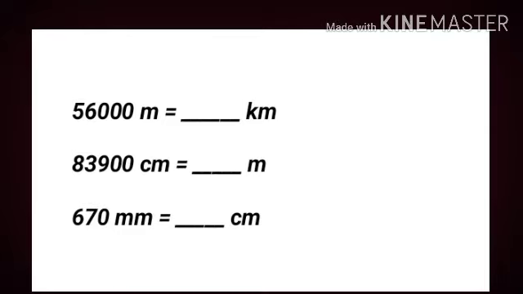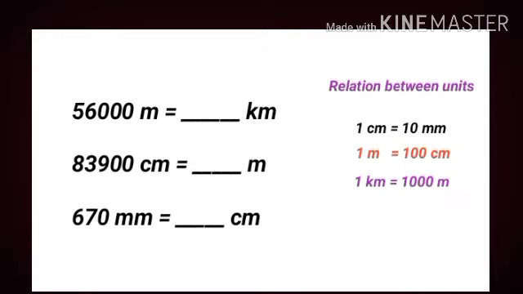Now we can come back to our exercise. 56,000 meter is equal to dash kilometer. Now just recall the relation between the units. 1 centimeter is equal to 10 millimeter, 1 meter is equal to 100 centimeter, 1 kilometer is equal to 1000 meter. So you can compare it.